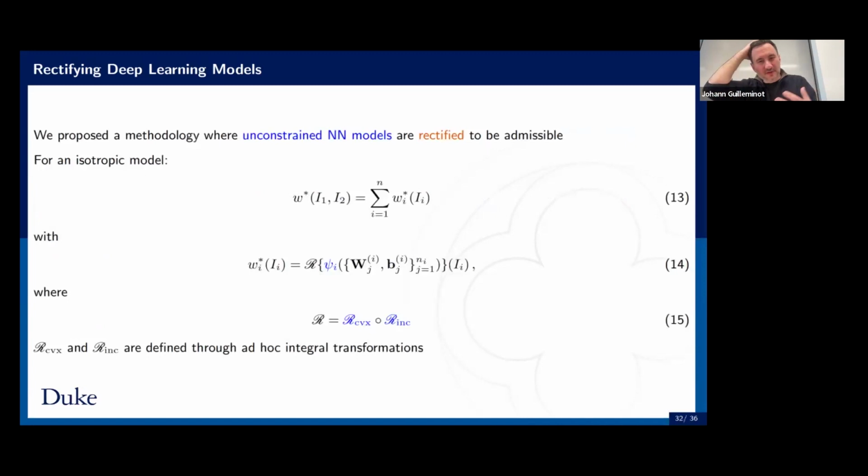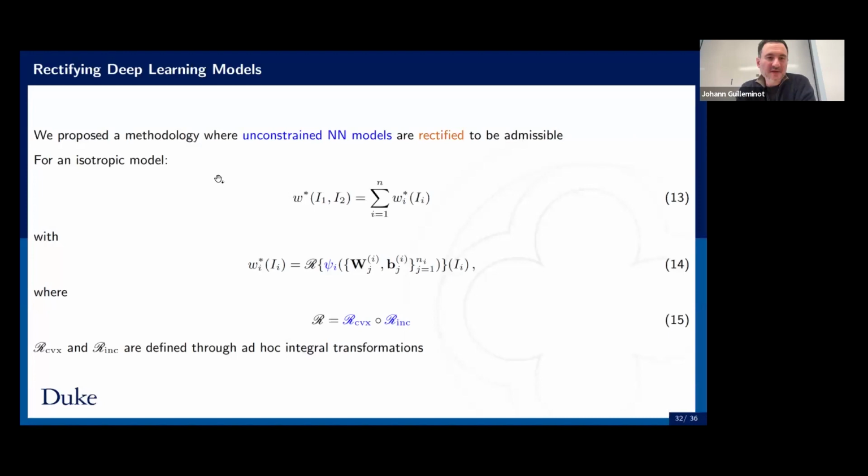So we came up with this very simple idea to say, well, I don't want to touch the neural network. The neural network is going to be an unconstrained, free neural network. But I'm going to introduce a sequence of transformations that take this neural network, which does whatever it wants to do, and just shape it such that it looks like a polyconvex function.